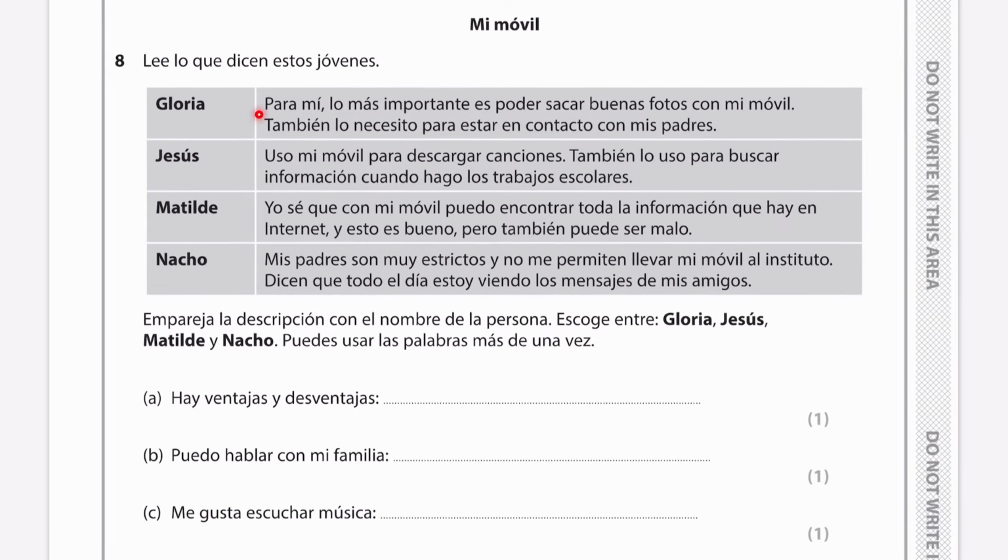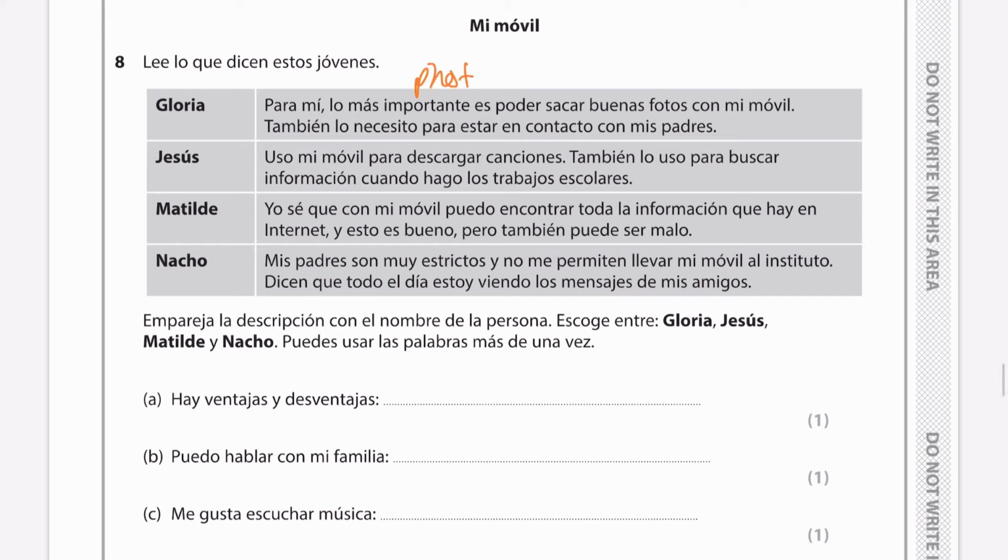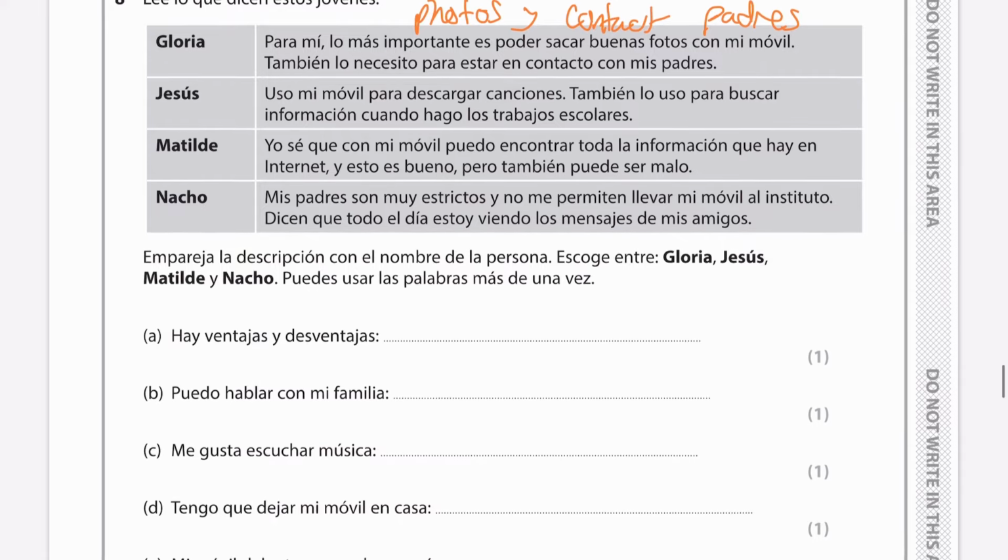So Gloria, para mí, lo más importante es poder sacar buenas fotos con mi móvil. También lo necesito para estar en contacto con mis padres. So why does she like her phone? Because she can take photos and contact parents. So we'll try and summarize it if you can, especially if you've got time. There's a lot of words we're seeing, so we need to really simplify things down.